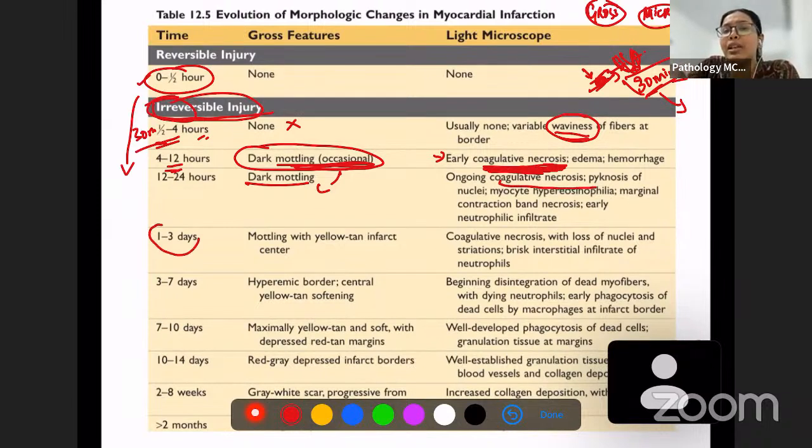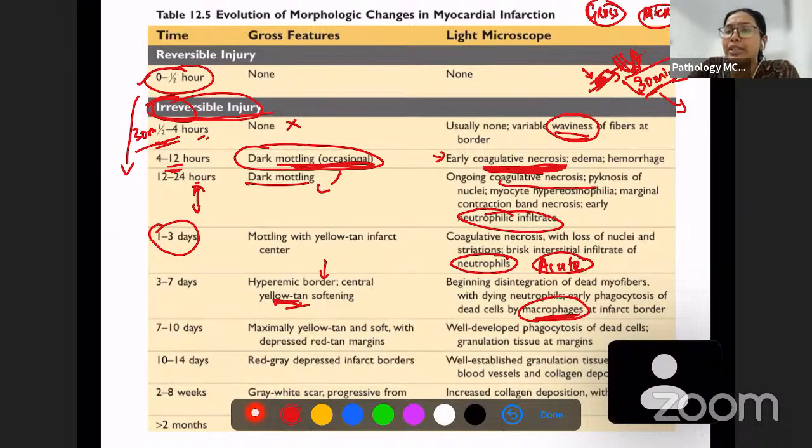At 1 to 3 days, you will have neutrophilic infiltrate, because we know that the inflammatory cells of acute inflammation are neutrophils. So first you will have neutrophils. After that you will have macrophages. So chronic inflammatory cells are macrophages, right? After that, dark mottling is going to reduce and yellow tan is going to be there. So yellow tan is the late change and dark mottling is the early change.